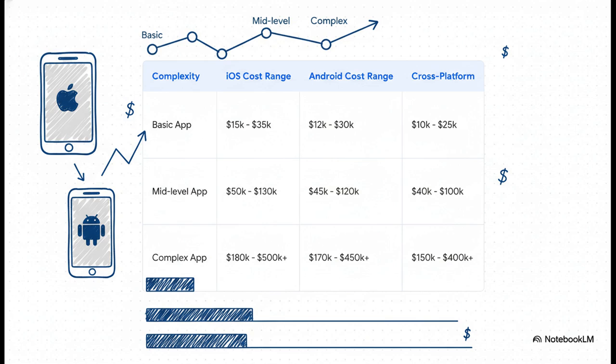Oh, and here's a little insider fact. Building for iOS can sometimes be a bit cheaper than Android, simply because there are way fewer iPhone models to test on than the thousands of different Android devices out there.